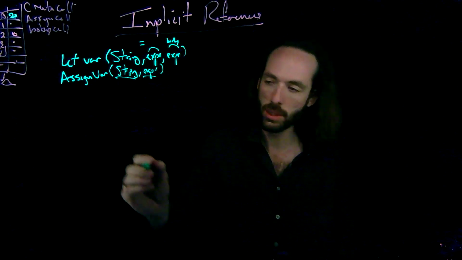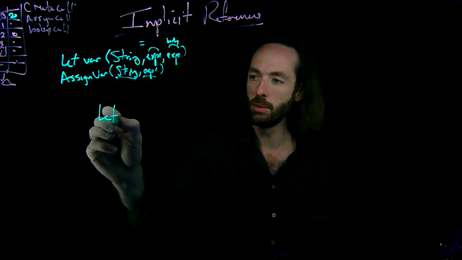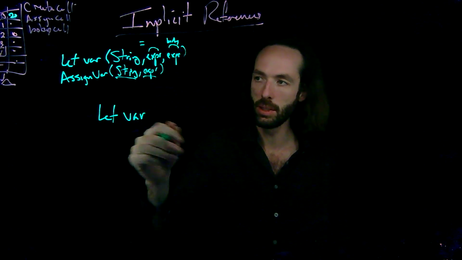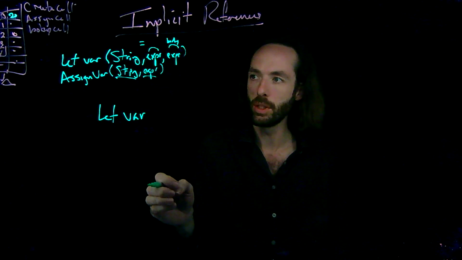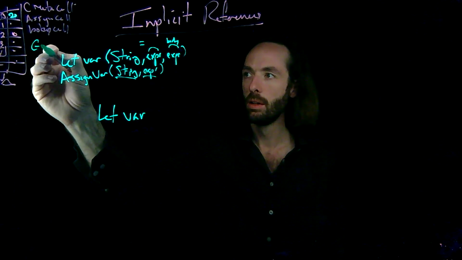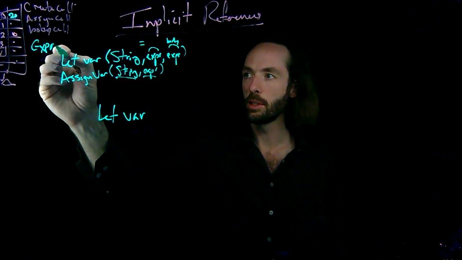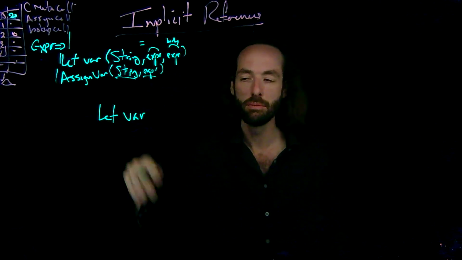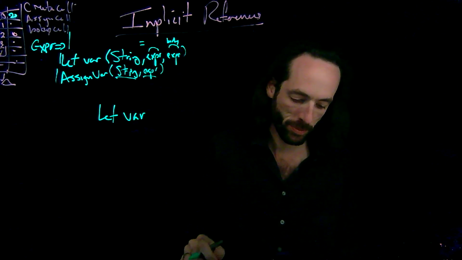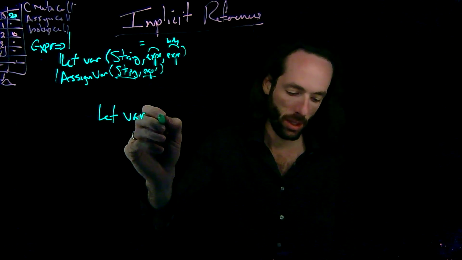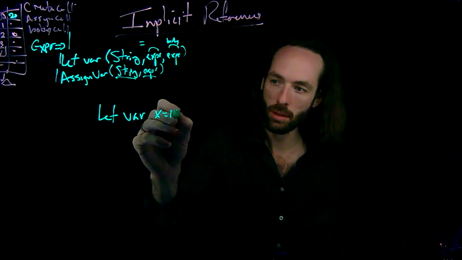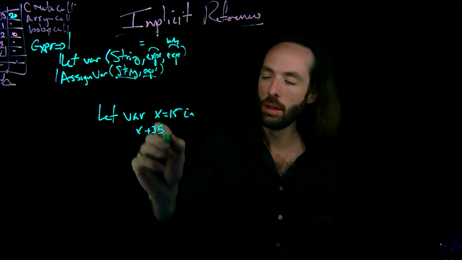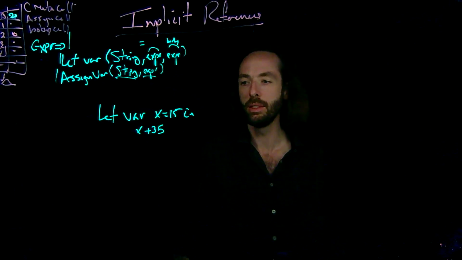So let's see how we would translate some of our concrete lettuce into the abstract lettuce with these two new things, right? So we have expression can be one of these two guys, plus all of our other lettuce stuff. So let var x equal 15 in x plus 35. So how would we write this up in abstract syntax?